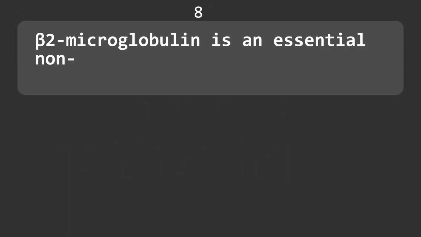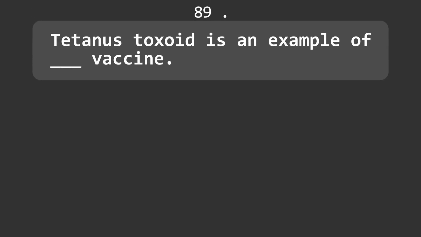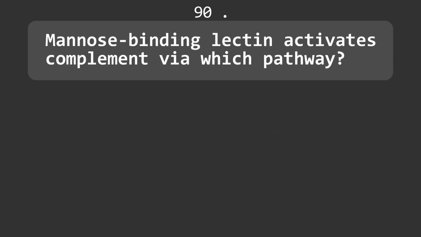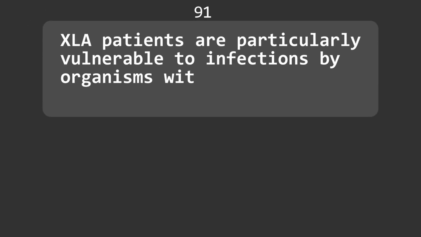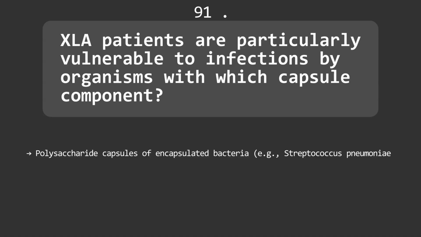Beta-2 microglobulin is an essential, non-polymorphic component of which MHC class? MHC class 1. Tetanus toxoid is an example of an inactivated toxoid vaccine. Mannose-binding lectin activates complement via which pathway? Lectin pathway. XLA patients are particularly vulnerable to infections by organisms with which capsule component? Polysaccharide capsules of encapsulated bacteria, e.g., Streptococcus pneumoniae.